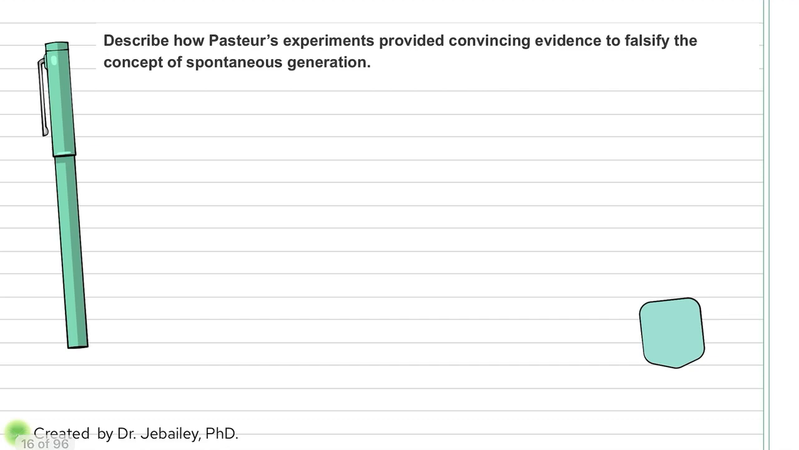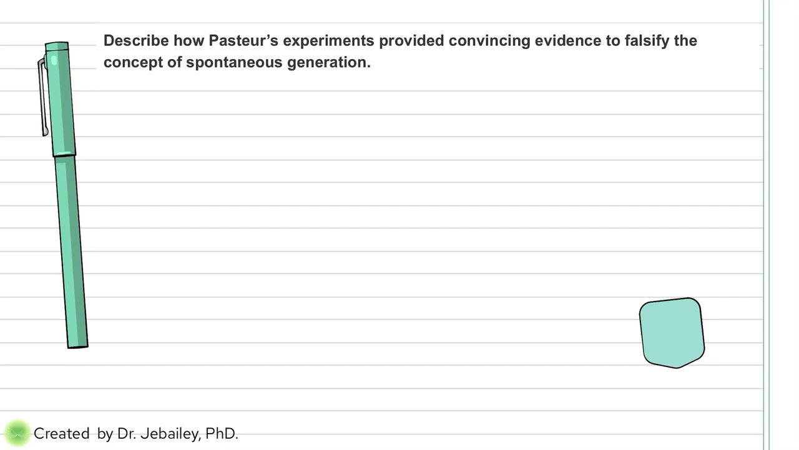Now, since we have been talking so much about the Pasteur experiment, let's talk about it. This is a question that comes out a lot as a multiple choice or a short answer question. Describe how Pasteur's experiment provided convincing evidence to falsify the concept of spontaneous generation. So in this slide, I will first go quickly over what this topic is about, and then in the next slides, you're going to see what the mark scheme looks like.